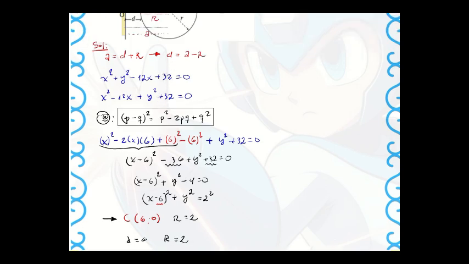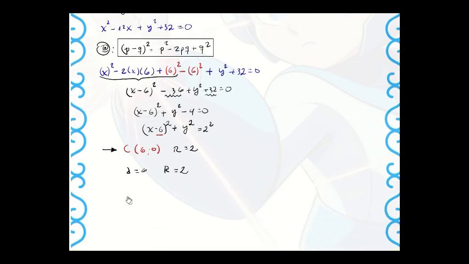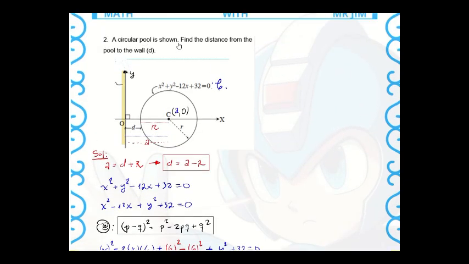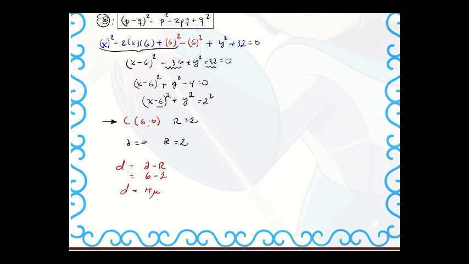But we know that our letter D, the distance, is a minus r. So here the distance is equal to a minus r, so it is 6 minus 2. And then the distance is 4 units. Well, we don't have the units here, whether meters or centimeters, so let's write units. And that's all, dear students, that's the answer. The distance from the circular pool to the wall is 4 units.